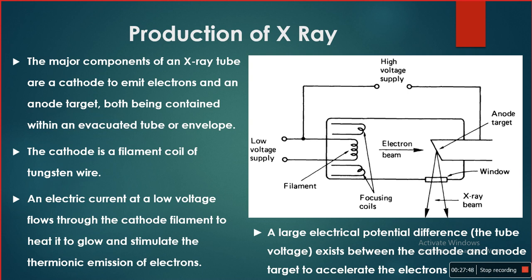So here the anode comprises a small piece of target metal, which is usually tungsten embedded in a mass of copper. So the anode is a piece of tungsten which is embedded in copper. Why tungsten? Because it is a highly efficient emitter of X-ray, because we need to generate a large amount of X-ray, so tungsten is used because of its highly efficient emission.